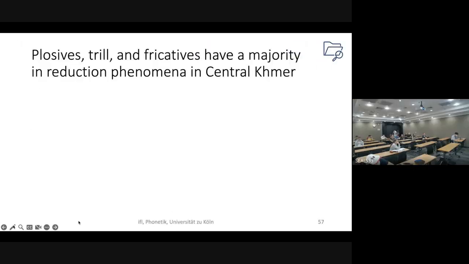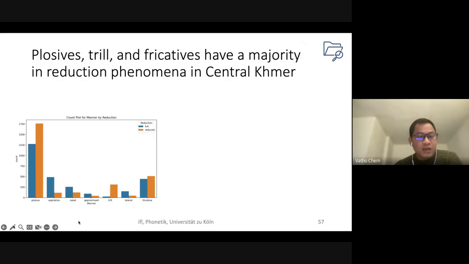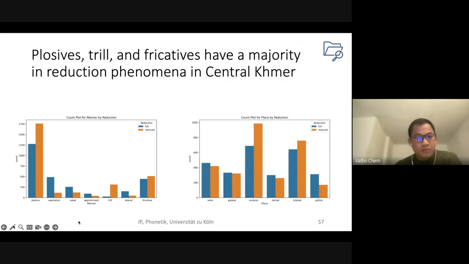Now we move to another analysis of the place of articulation and the manner of articulation. We found that plosives and fricatives play an important role in reduction phenomena. As I mentioned earlier, the red from my computer screen is the reduction phenomena, and the blue here from my computer screen is the standard word.